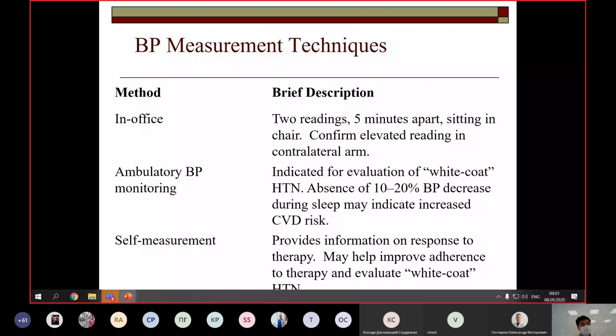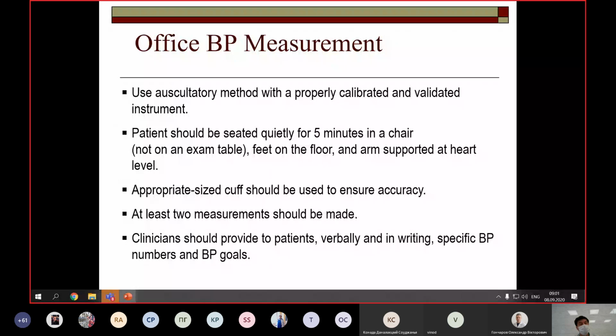The office BP measurement is based on the classic Korotkov method. This auscultatory method is properly calibrated and validated in all countries. The patient should be seated and quiet for 5 minutes in a chair, feet on the floor and arm supported at heart level. The appropriate cuff size should be used to ensure accuracy, and other clear requirements should be followed to obtain consistent BP values using these methods. Please don't forget to use the Korotkov method routinely in screening.